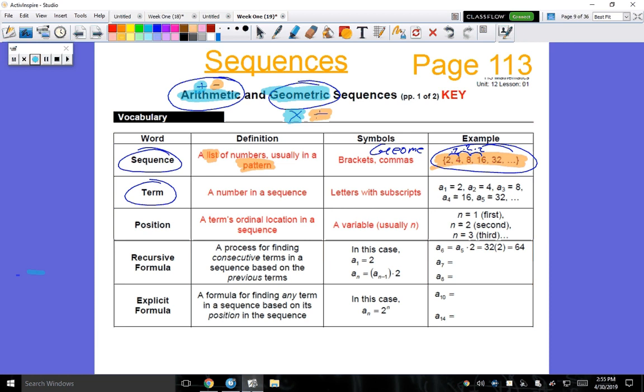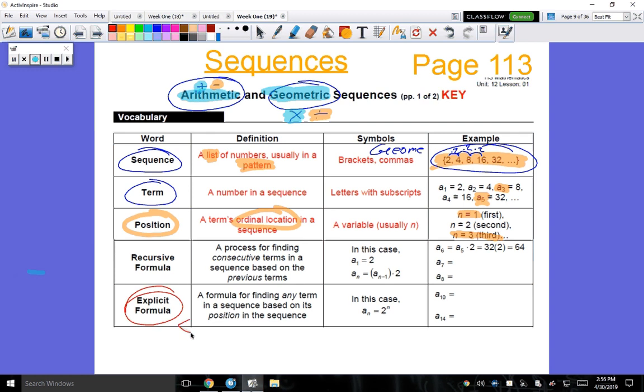Now, let's look at a term. Okay, so the term that you have now, it says it's a number in the sequence. So the term, the letters with subscripts. So the third term is going to be a sub 3. The fifth term is going to be a sub 5. Those are those placement in line that I was telling you about earlier. That's your position. So the position, n is 1 is your first term. n is 3 is your third term. That's the place in line, okay? It's called the ordinal location. That's just a fancy schmancy word for saying the place in line. All right, here we go.